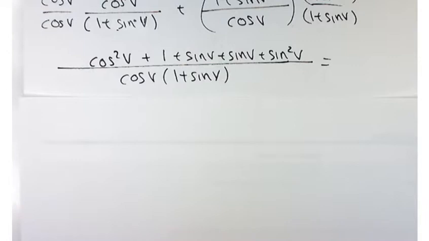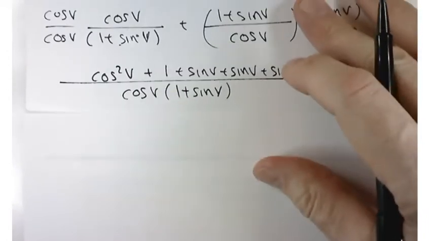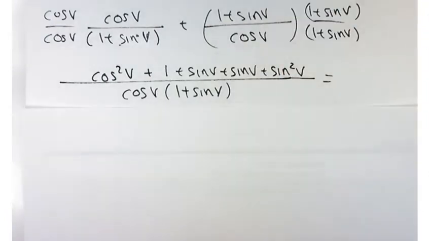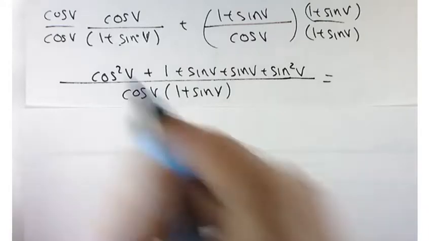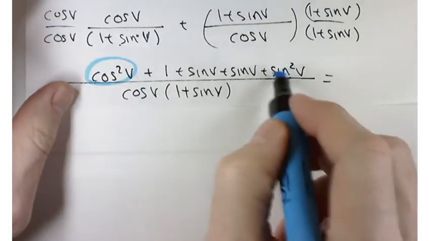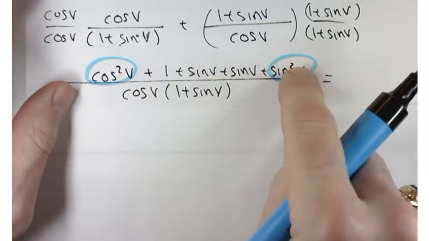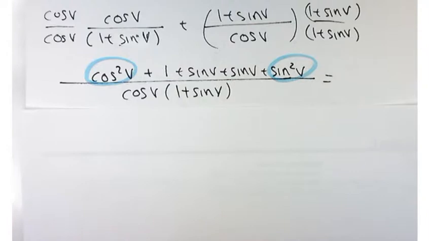Well, that's going to simplify. There's a lot of simplification in the numerator. Tell me what you see. Sine squared plus cosine squared. Nice. Let's take care of this one. Cosine squared plus sine squared is 1. All right, so I'll have a 1 there.